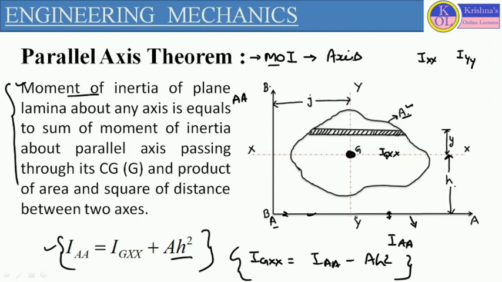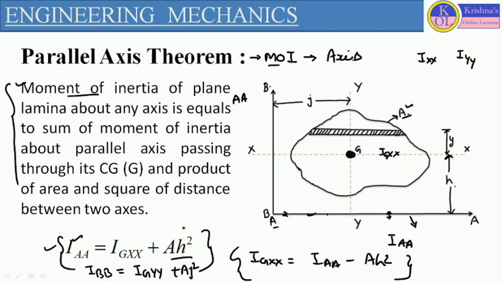So here we are considering two axes which are parallel. Now here this is about axis AA and axis XX. Now let us consider another axis, that is axis BB and YY axis. So if we are considering the distance between these two axes as j, this equation should be, here I am going to write I_BB equals I_G,YY plus A j squared. So about AA axis this equation will be this, and about BB axis this equation would be I_G,YY plus A j squared.